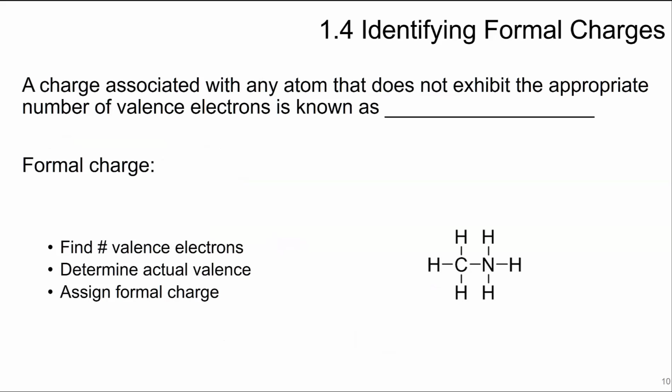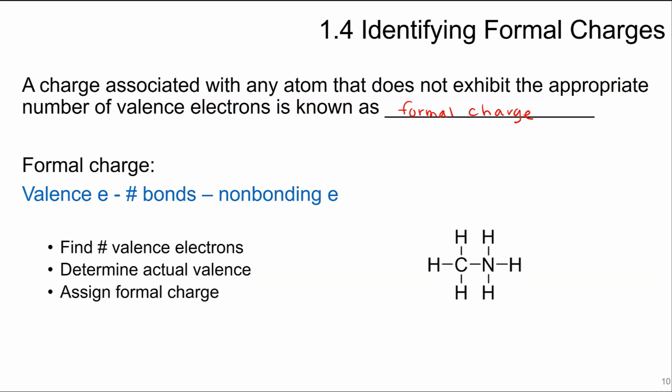When you have unhappy atoms, that happens to have a charge associated with it because it doesn't have the right number of valence electrons. And when that happens, that's known as formal charge. And to calculate that, it's the number of valence electrons of an atom minus the number of bonds minus the number of non-bonding electrons here. The E minus. I will sometimes use E minus to represent electrons. Not sometimes. Most times I'll use E minus.